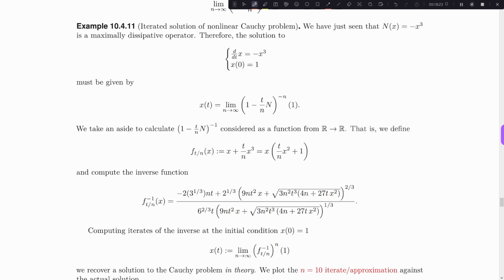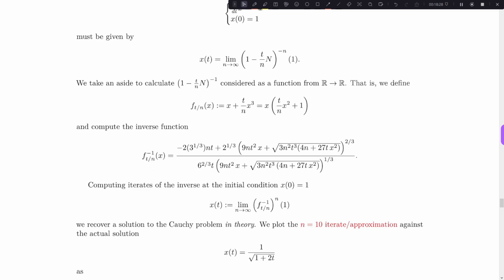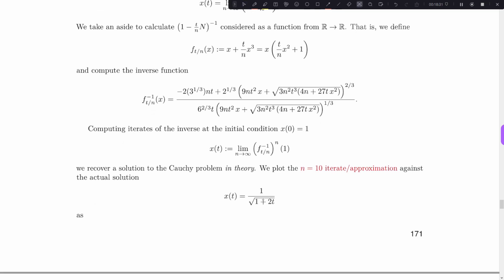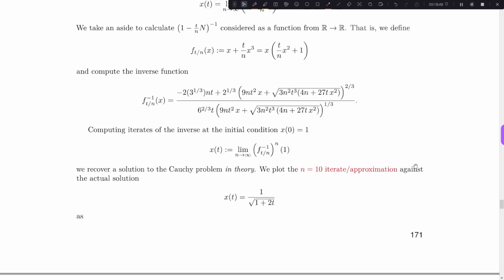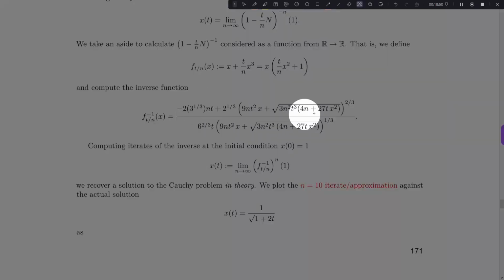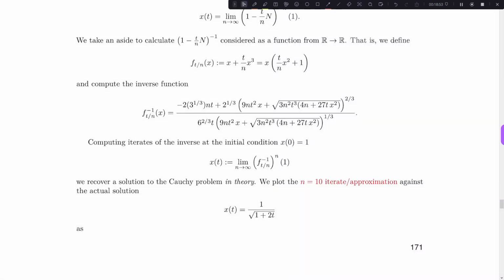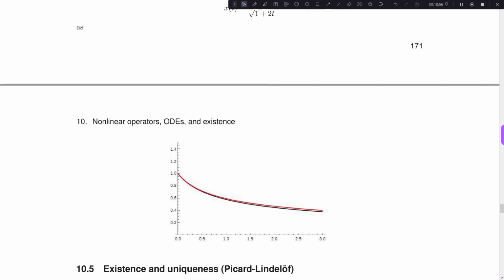If I plot the 10th iterate or approximation against the true solution, let's see what it looks like. The true solution, by the way, is 1 over root 1 plus 2t. So I compute the 10th iteration, there is my approximation, and I'd say that's pretty darn good, right? That's the one in red. So you can see that they get really, really close to each other. It's a little bit fascinating that you can compute iterates of this really ugly function, and I compute 10 iterates of that, and we get something that's going to converge to my actual solution.